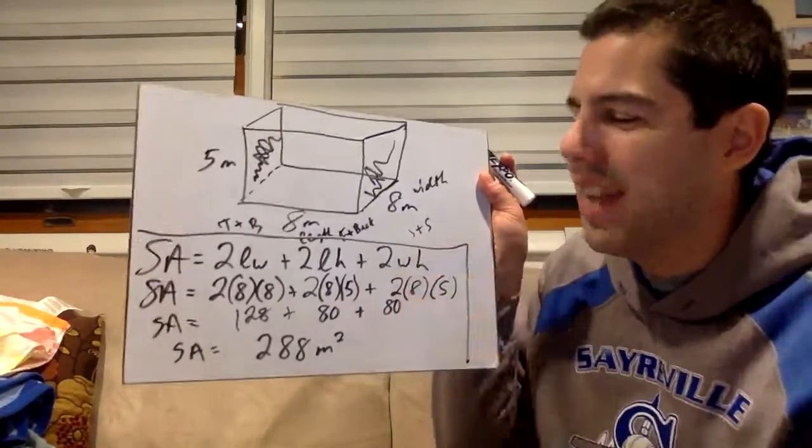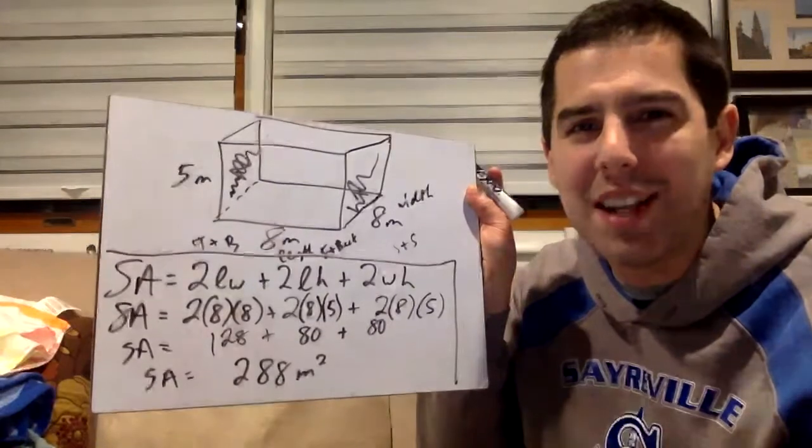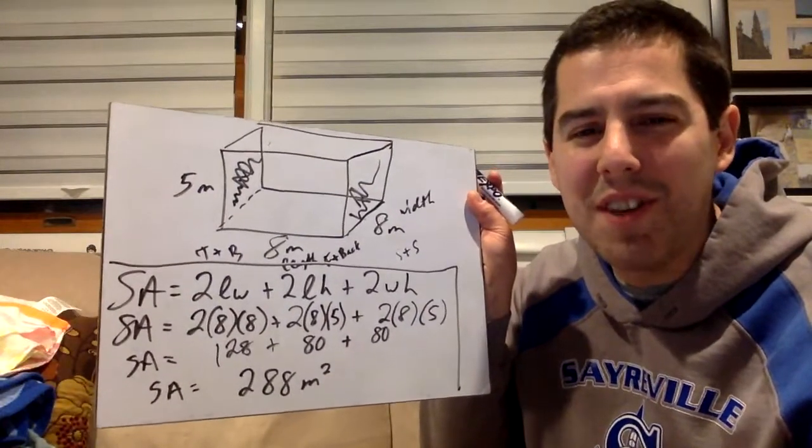Okay, so this is how you do surface area of a rectangular prism. Good luck, and let me know if you have any questions.